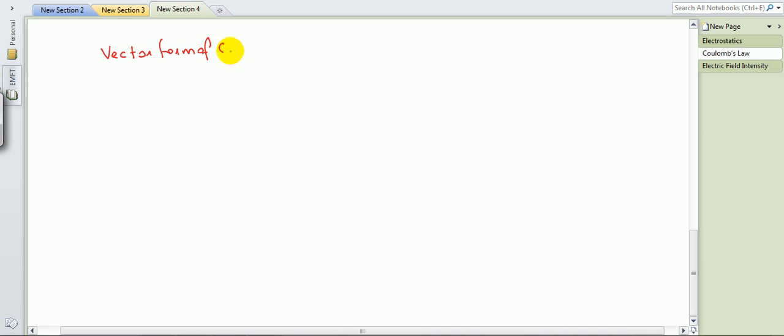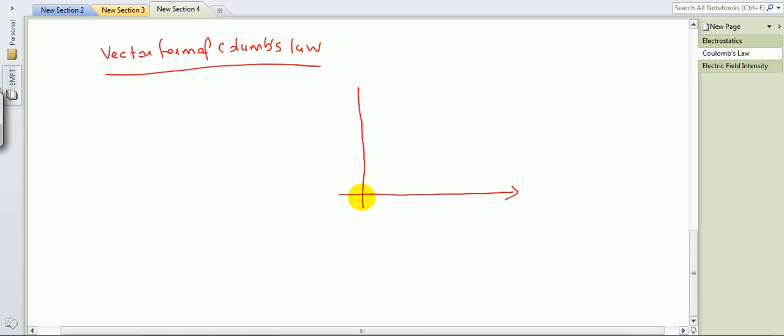The vector form of Coulomb's law. To understand the vector form of Coulomb's law, you should know the position vector and displacement vector, which I have told you earlier. So let's consider two charges in the rectangular coordinate system. Suppose this is my rectangular coordinate system, and here x, y, and z. I am considering two charges. Suppose this is q1 and this is q2.